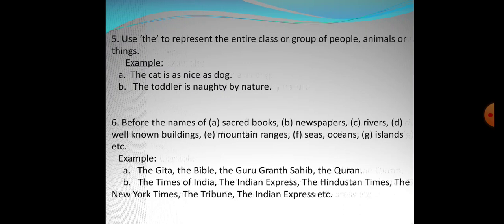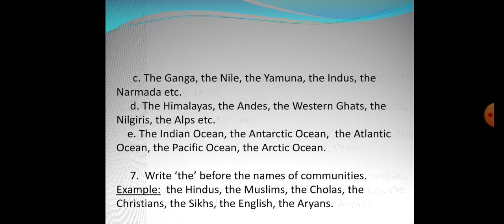Before the names of the sacred books, newspapers, rivers, well-known buildings, mountain ranges, seas, oceans and islands, we always put the article the. Like the Gita, the Times of India, the Ganga, the Himalayas, the Indian Ocean and many more.